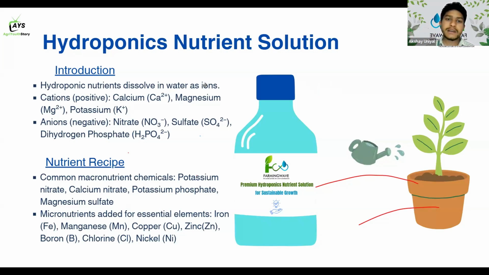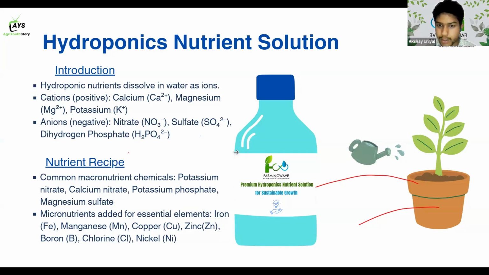Now, in hydroponics, it will be water soluble nutrients all along. Okay. So these water soluble nutrients will dissolve in the water as ions, so cations and anions. I think if someone has studied chemistry in their graduation or post graduation, they might understand this. So there are cations and anions depending on the elements or compounds that we are giving the plant.